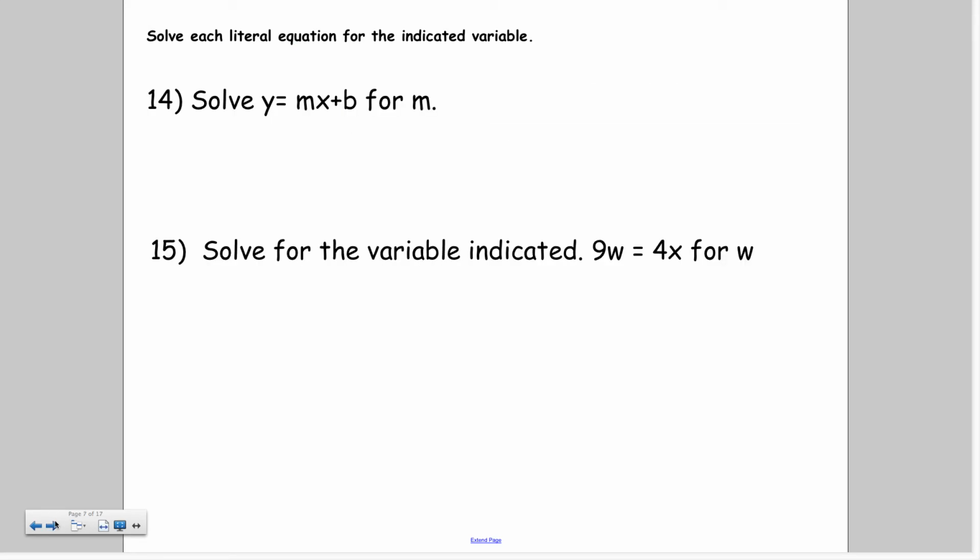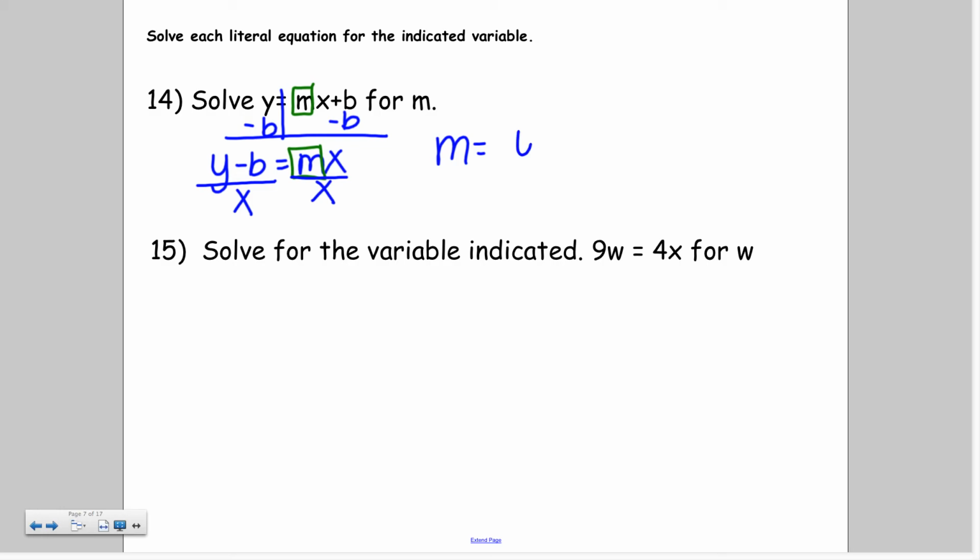All right. Now we're going to solve the literal equations for the number that's indicated, or the variable that's indicated. So we're solving out on this one for m. So our first step is going to be to subtract b from both sides. So when we do that, we have y minus b is equal to mx. We still want to get m by itself. So in order to do that, we're going to have to divide by x. So m is equal to y minus b over x.